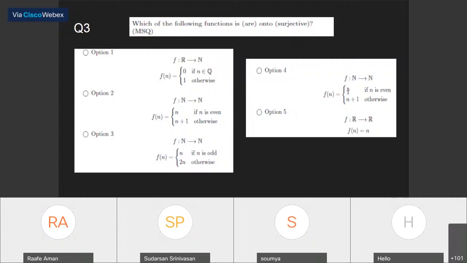When f of n is equal to n by 2, that means n is 2 times f of n. So that means n belongs to the natural number set. You will always find the value 2 times that of it. So for n given, we cover all the values in the codomain. And when n is odd, you cover all the even values, since n plus 1 will be even. This way you will cover all the values in the codomain. So codomain will be same as range. So option 4, the function will be surjective.